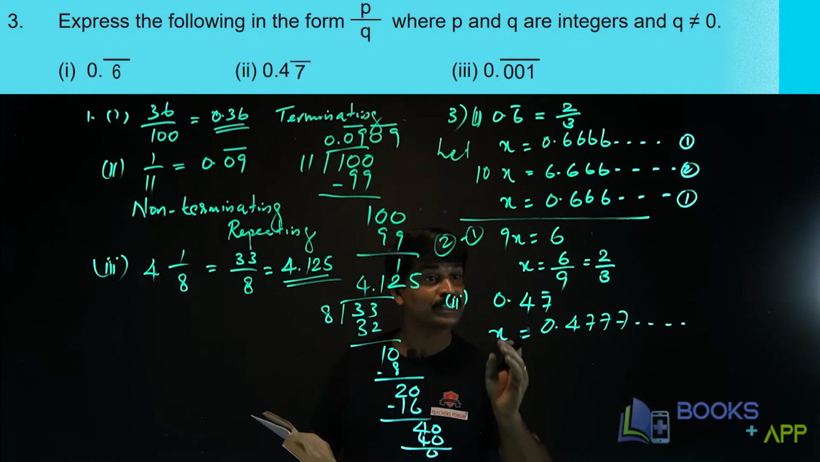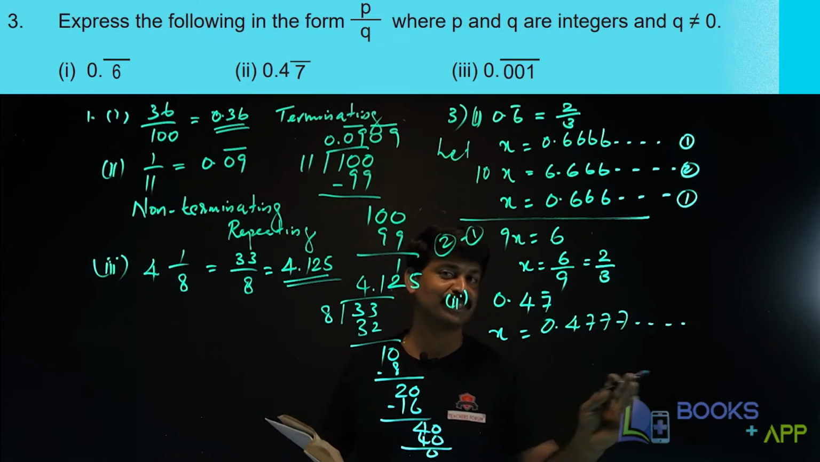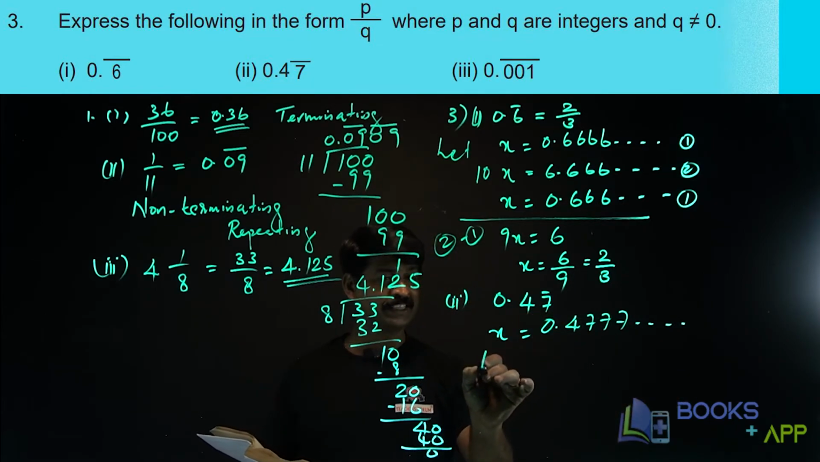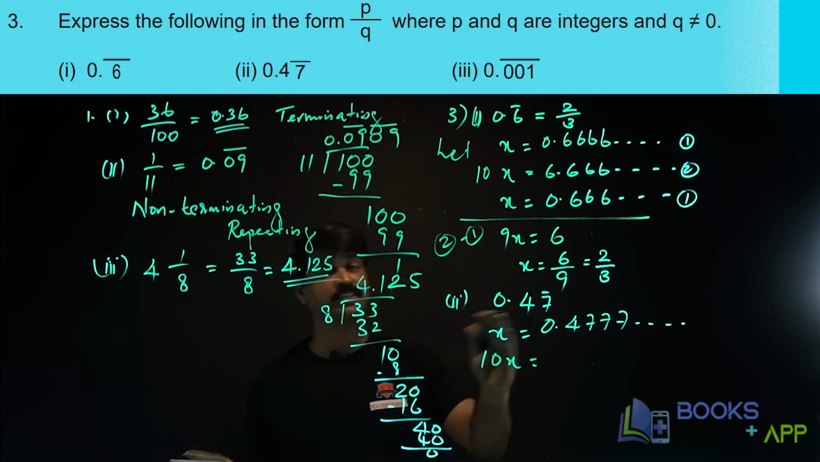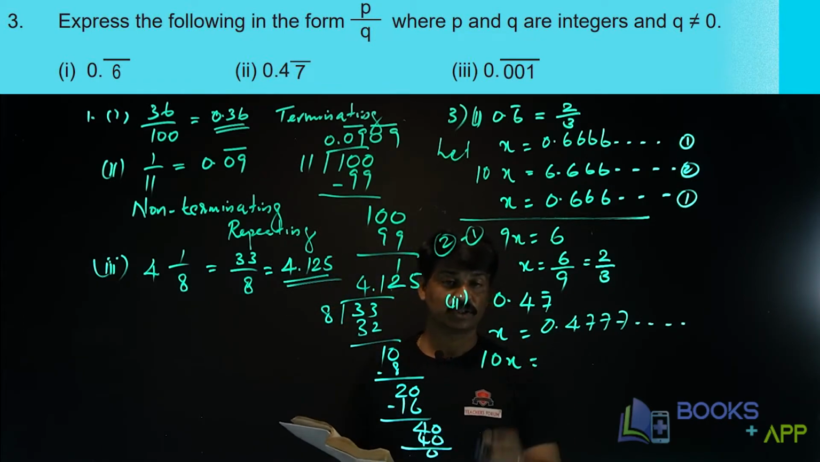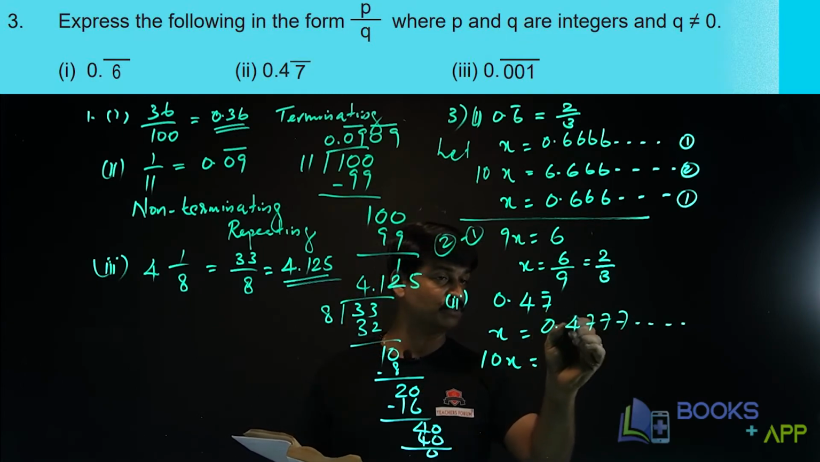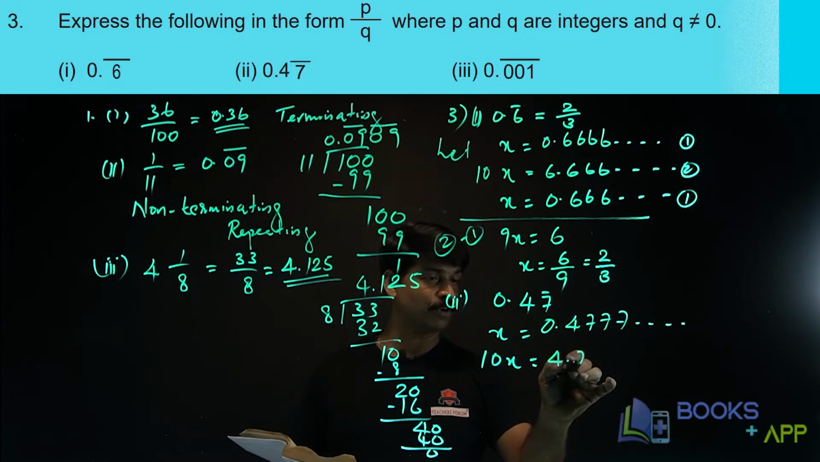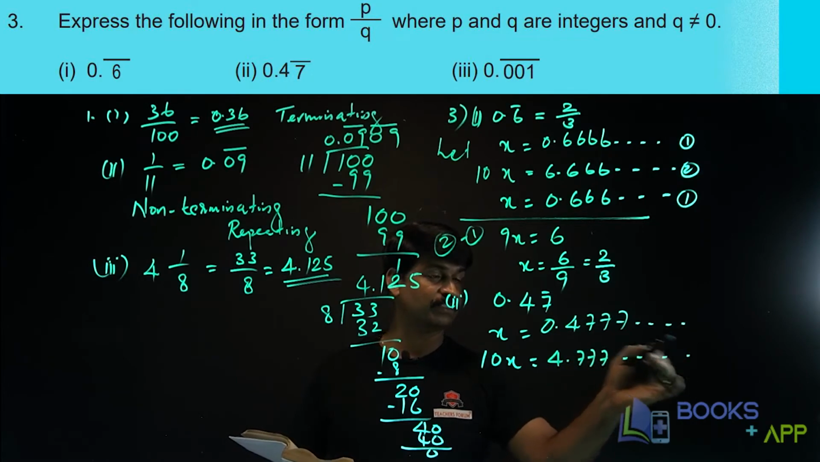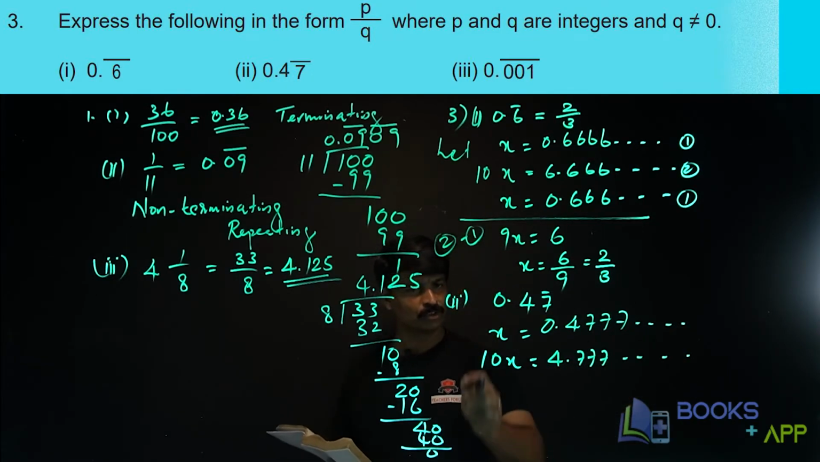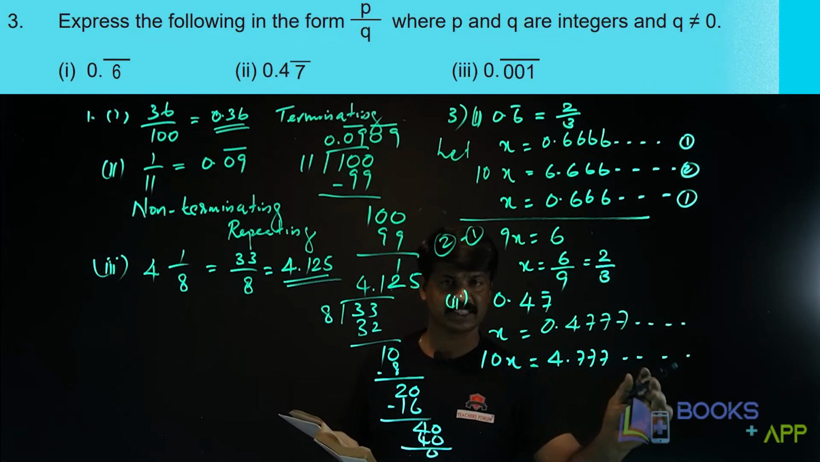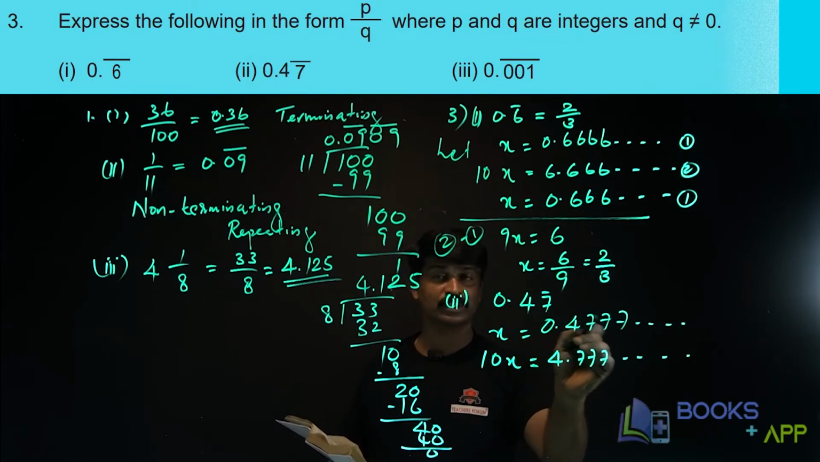So from 4.7777, what you have to subtract? 0.4777 you have to subtract. Now let us find what is 10x. Multiply LHS and RHS by 10. So you get 10 into x, 10x. Here when you multiply by 10, this decimal point will jump to here. So it becomes 4.7777 etc. Is it clear? So 10x is equal to 4.777. X is equal to 0.4777.